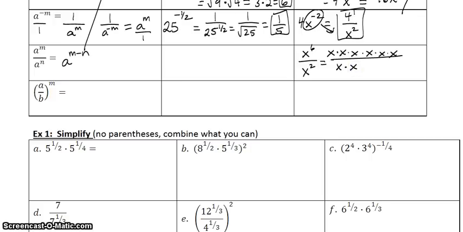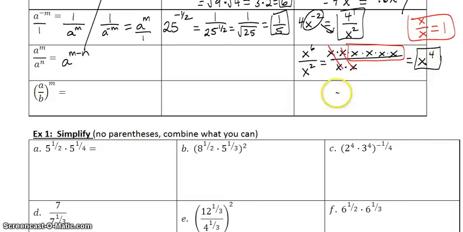Now, we know from past math, anything divided by itself is equal to 1. So really, this is equal to 1, and this is equal to 1. So I'm just left with these 4 x's here. And when I have 4 x's all multiplied together like that, it's x to the 4th. So shortcut, 6 subtract 2 is 4. So x to the 4th is our answer.